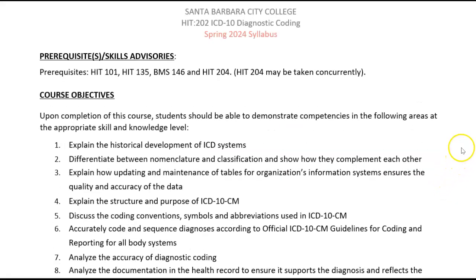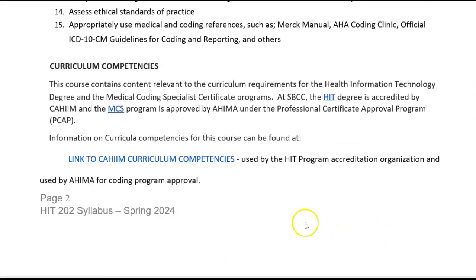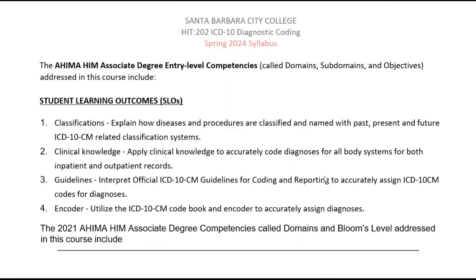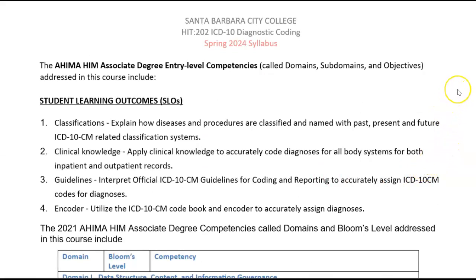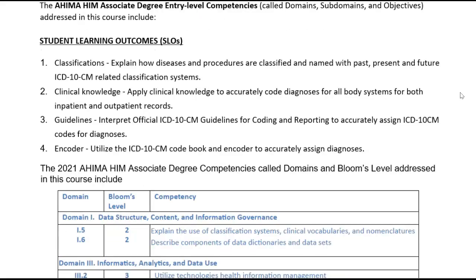All right, so as you look through here, we have the prereq skills, course objectives. Make sure you review all those. Curriculum competencies, and there are links here to go ahead with these competencies. These are used by the HIT program and for our coding program. Okay, the AHIMA degree entry level competencies are marked out here. You will learn student learning outcomes. You're going to learn about classification systems. You're going to learn clinical knowledge, the guidelines for coding, and how to use the encoder.